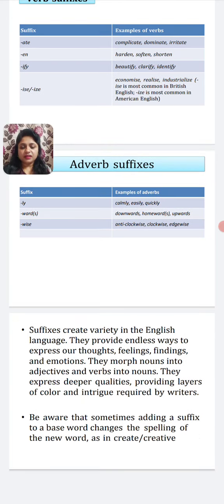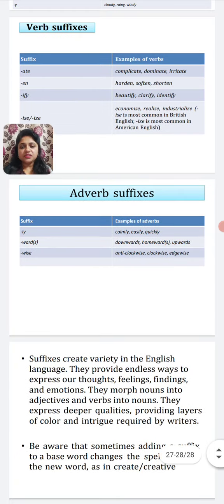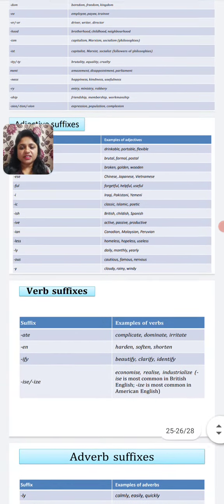So here we end our topic. I will give you the exercise in the classroom. The suffixes create variety in the English language. They provide endless ways to express our thoughts, feelings, findings, and emotions. They morph nouns into adjectives and verbs into nouns. They express deeper qualities, providing layers of color and intrigue required by the writer. Be aware that sometimes adding a suffix to a base changes the spelling of the new word in the new creation. So use the examples in your real life contexts.